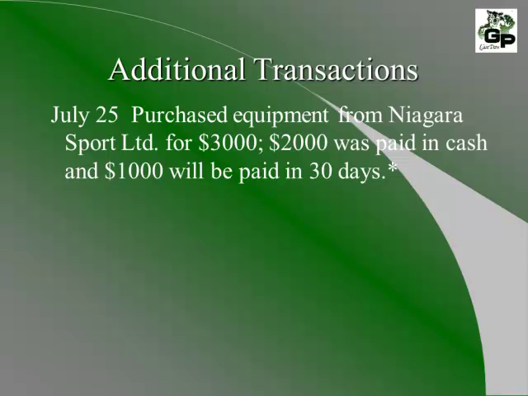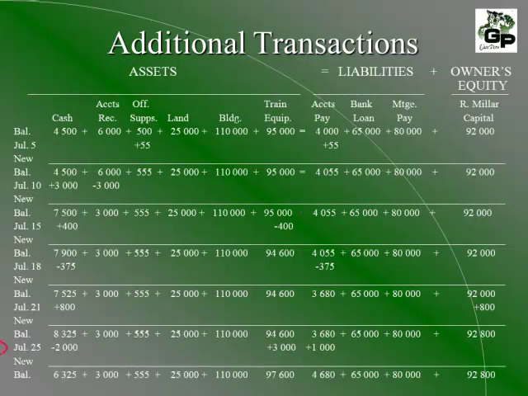On July 25th, they purchased equipment from Niagara Sports Limited for $3,000. $2,000 was paid in cash and $1,000 will be paid in 30 days. This is a transaction where we not only have 2 accounts that are affected, but this time we have 3. First of all, $2,000 was paid in cash to purchase this equipment. The total value of the equipment was $3,000, and the remaining $1,000 was for accounts payable. The totals are increased or decreased as the case may be.